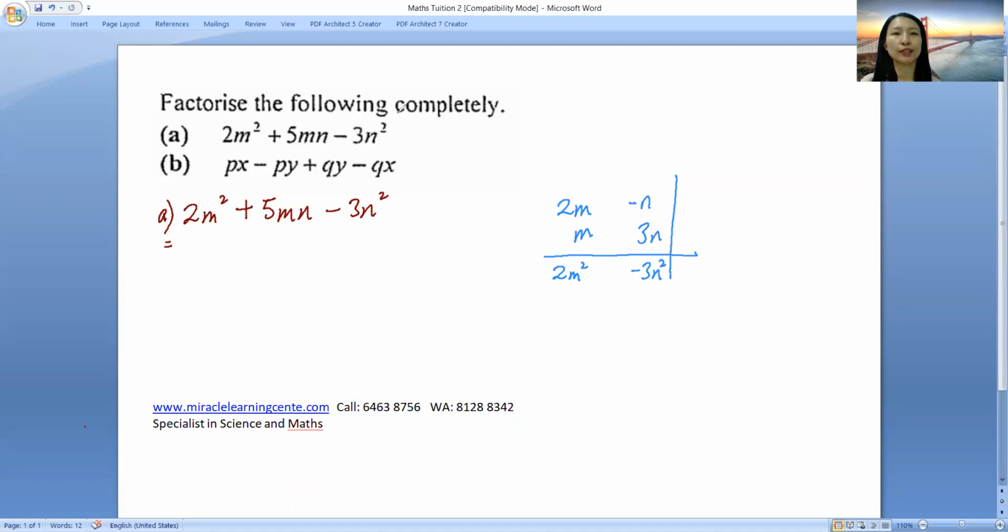We need to factorize the following completely. So we need to factorize this question A, 2m squared. So 2m squared is 2m times m. So we get 2m squared.